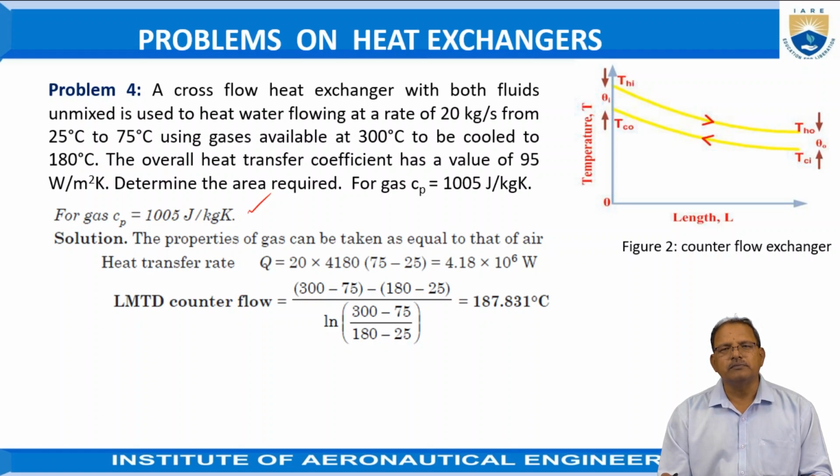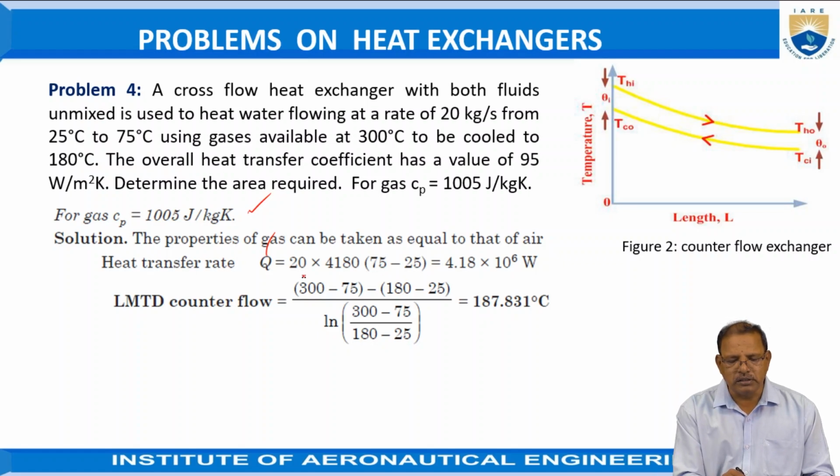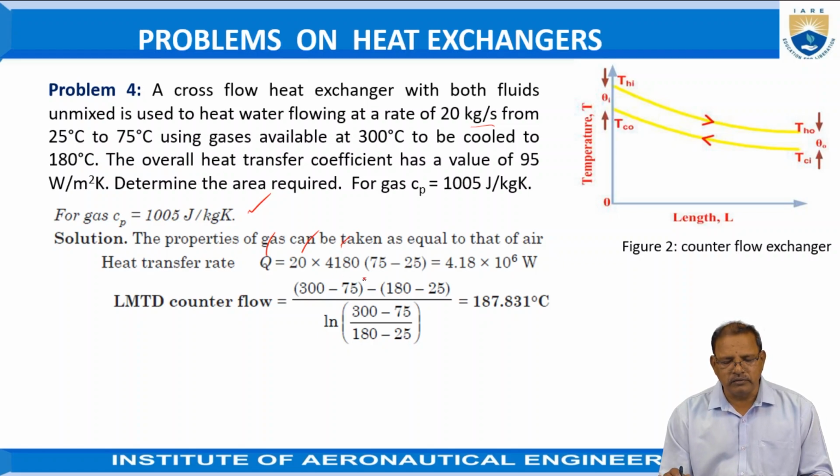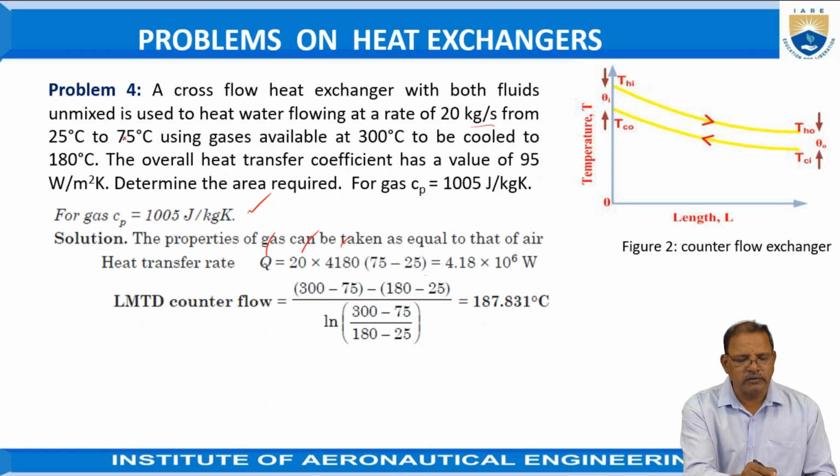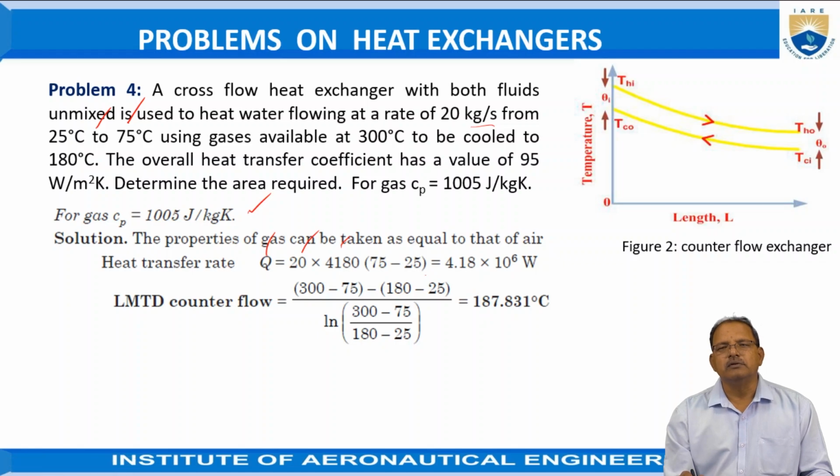The solution is given. The properties of gas can be taken as equal to those of air. The heat transfer rate, that is, the amount of heat energy transferred per unit time, is given by Q equal to m·c·change in temperature. Here 20 is the flow rate, and c is given as 4180, into 75 minus 25, where 75 is the outlet temperature and 25 degrees is the inlet temperature, which is equal to 4.18 into 10 to the power of 6 watts.